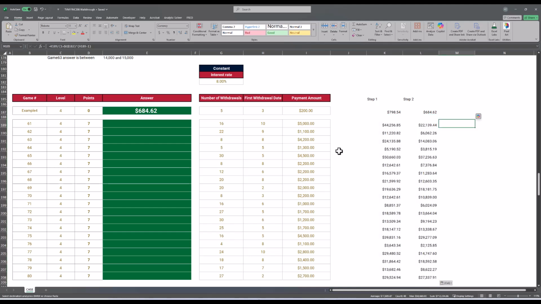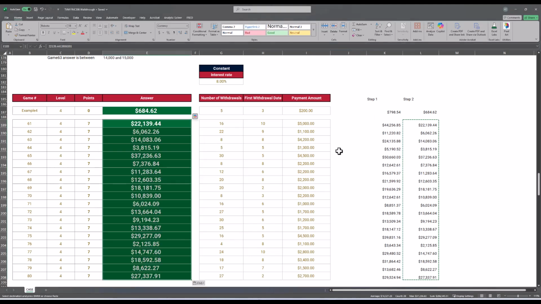Copy all this down. And there's my answers for all the levels. Paste it over.